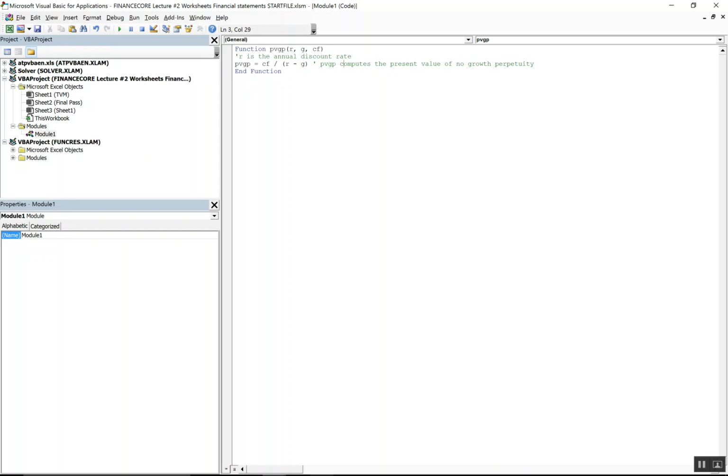I could make a description, maybe that R is the annual discount rate. Notice anytime you use a single quote, it turns green, and VBA ignores those statements to the right of the single quote. I'm going to close that.